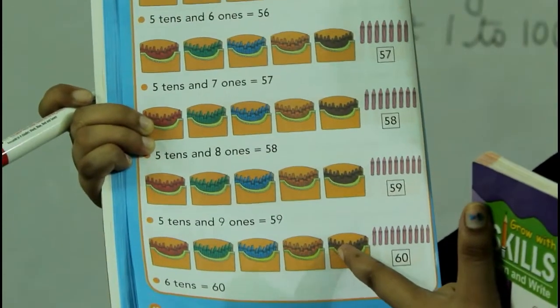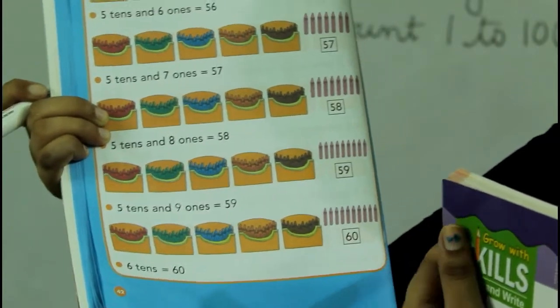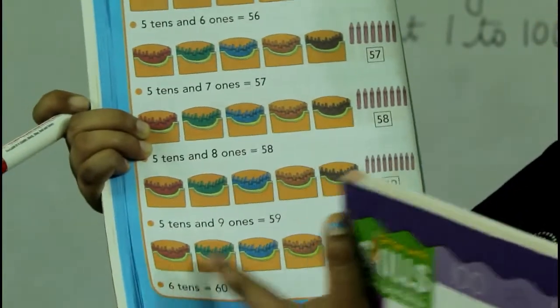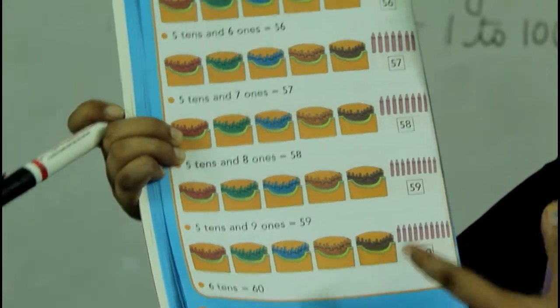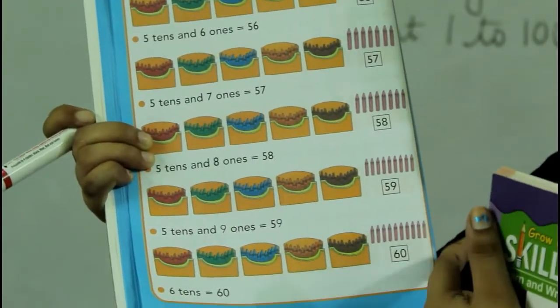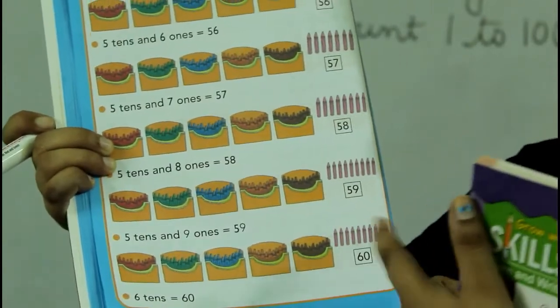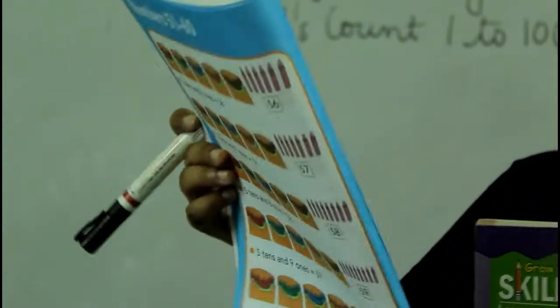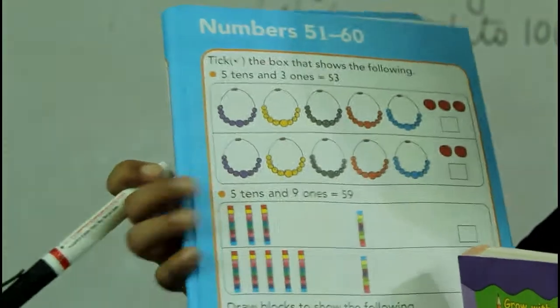6 tens equals 60. Okay. So here are also 1, 2, 3, 4, 5 packets of 10 crayons. Loose crayons are also 10. That's why 60. Okay. 6 tens and 0 ones. So 60. Alright. So page number 43.